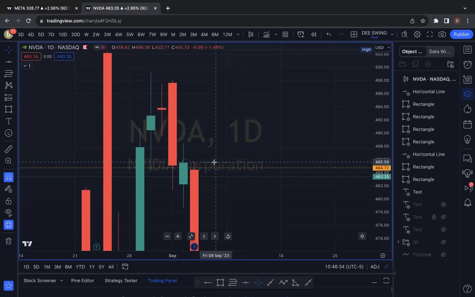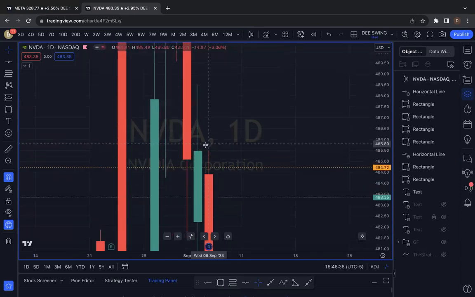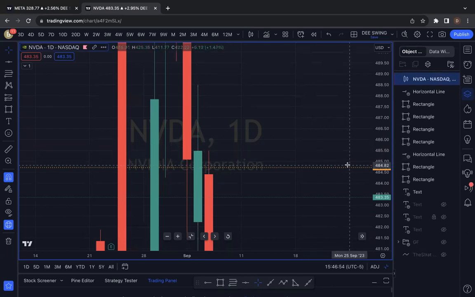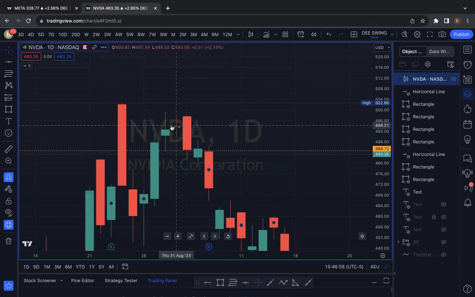So here, no gap. And if it's close and you can't tell by the wick right here, just look at the close of this. So the close of this was 485.84. And then the high of this candle was 485.95. So as you can see, this went higher than the close of this. That's not a gap. No gap there, no gap there, no gap there.